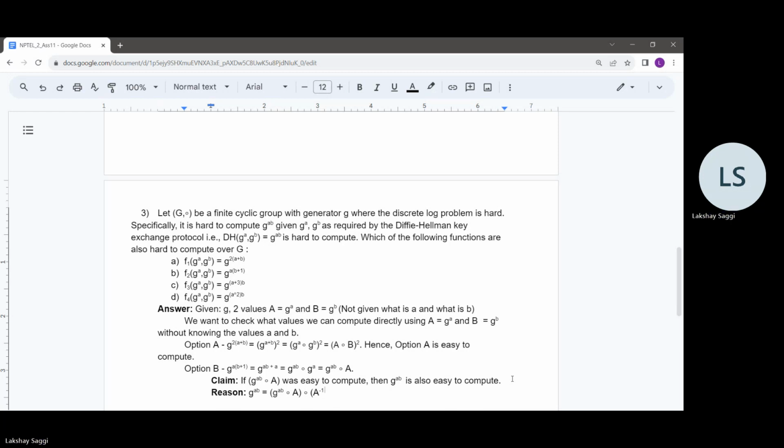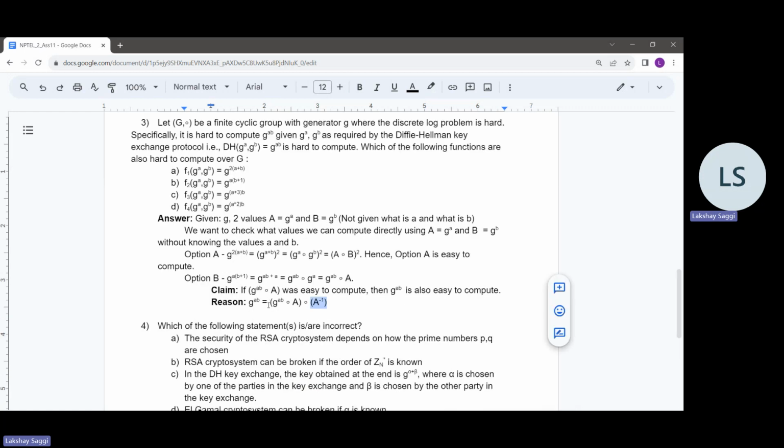So if calculating this value was easy, then to calculate g raised to the power ab, we first calculate this value and then we calculate this value. Computing the inverse is also easy, and then we multiply these two values. And note that by associativity, this can also be written as g raised to the power ab times A times A inverse. So this A and A inverse will cancel out, and we will only be left with g raised to the power ab. So yeah.